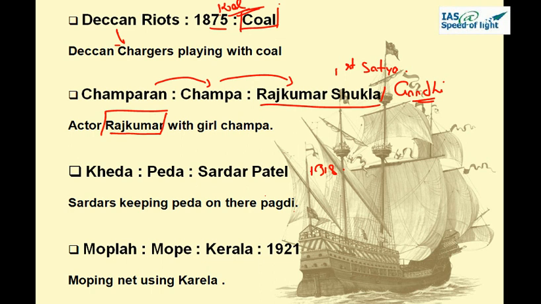Another peasant revolt is the Moplah revolt, where Moplah becomes Mop. The area was Kerala, and it was in the year 1921. Initially during the Governor Generals, we related Lord Reading with the mopping in a reading room. So mopping net using Kerala, using Karela. Kerala picture is Karela, and mopping net. Net is 1921, that is NT.